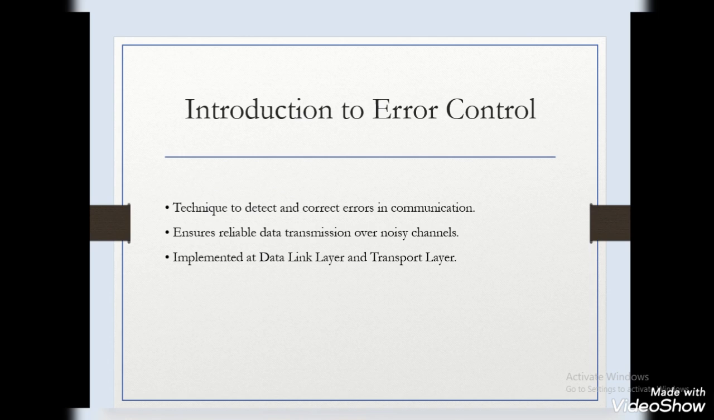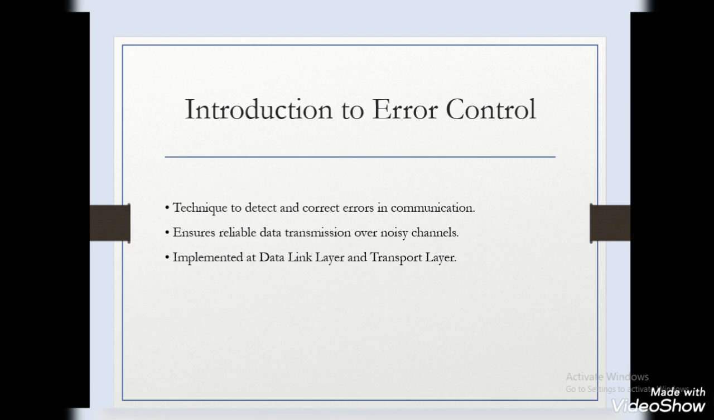Introduction to error control. This slide explains the basic idea. Error control ensures that data sent over a network reaches the receiver correctly. Errors may occur due to noise, interference, or faulty hardware. Error control is typically handled at the data link layer and transport layer of the OSI model. Basically, these are techniques to detect and correct errors during communication between computer networks.